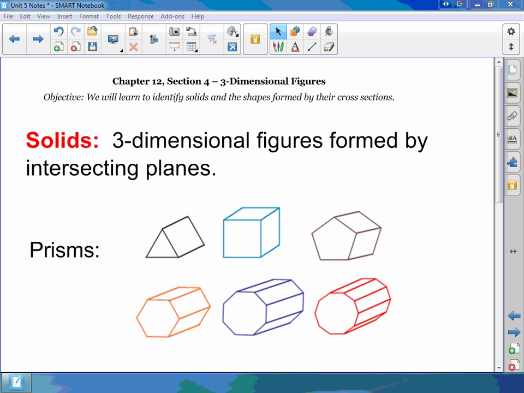Okay, so we're starting section 4 here in chapter 12. And today is going to be just a lot of information sharing about what solids are, what are the solids that we're going to be studying here in this class. So first of all, let's start off with the definition of what a solid is. A solid is just a 3D shape that's formed by intersecting planes.